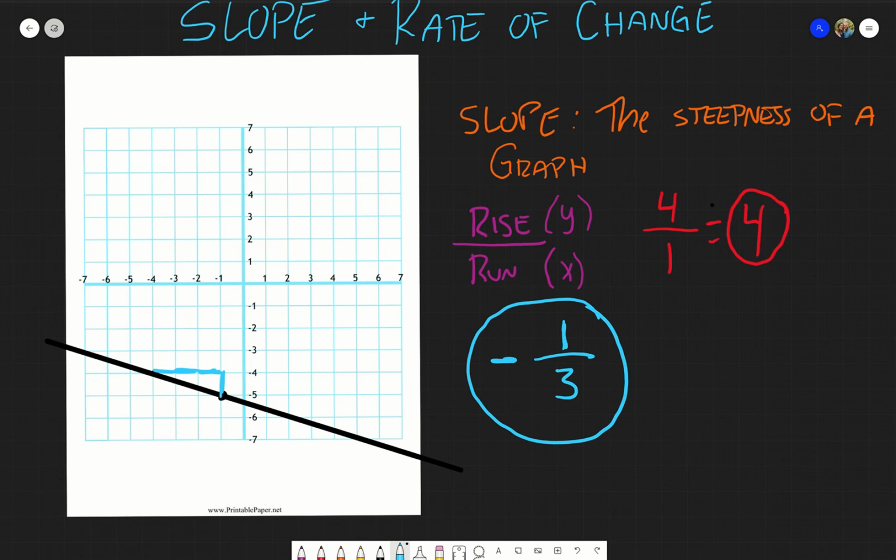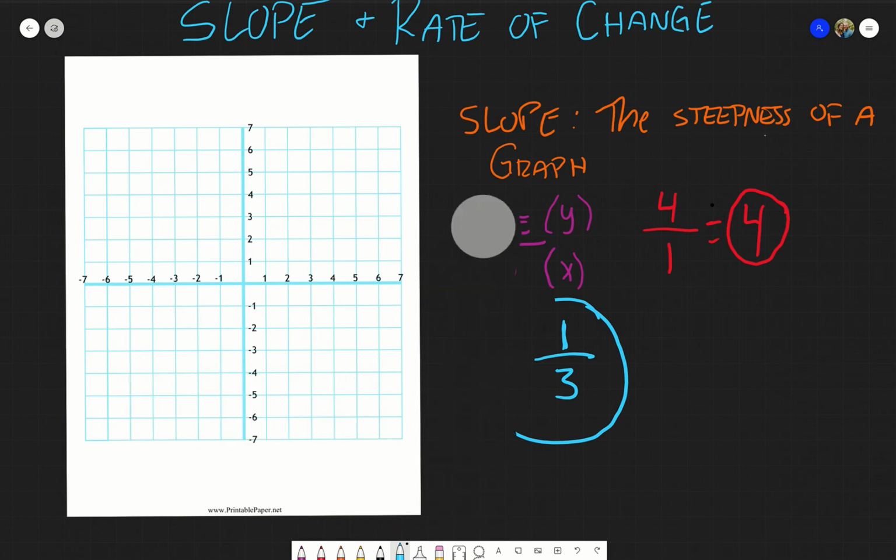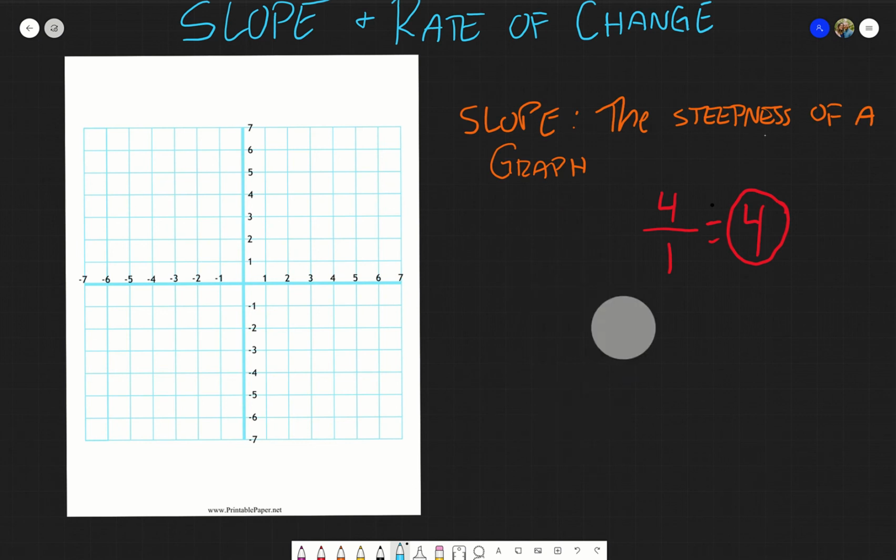All right, that is slope. Slope is just finding out how much my graph goes up and down compared to how much my graph goes side to side. And we call that rise over run. You're going to hear about rise over run for a little while, right? Anytime we talk about graphing, about linear functions, we're going to be talking about rise over run. That's always how we find slope. Rise over run will always help us find the slope.